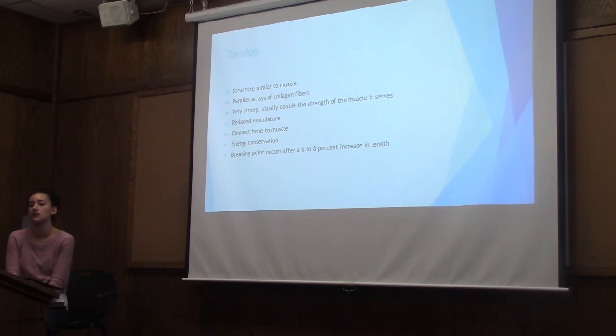Okay, tendons. They're similar to muscle, parallel arrays of collagen fibers. They're really strong, double the strength of the muscle, with reduced vasculature, so they're really hard to heal. They connect bone to muscle. There might be energy conservation, like it stores potential energy and gives it back to the muscle. And then the breaking point occurs after a 6 to 8% increase in length. So know the characteristics and the function of tendons.